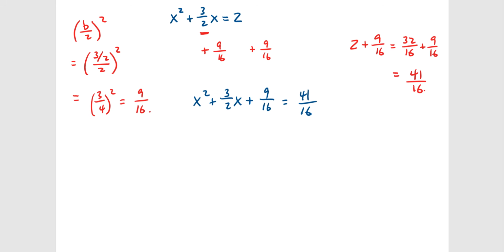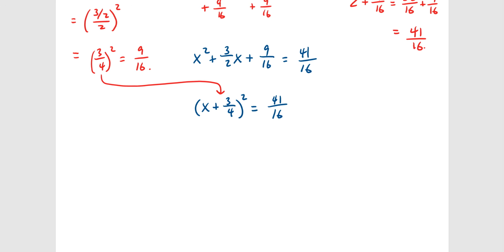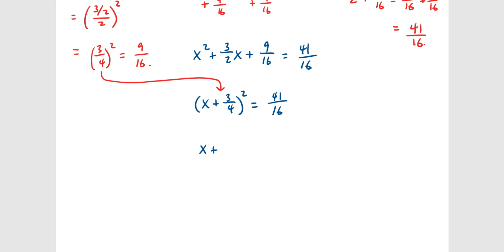And now we can go ahead and factor it on the left. It's obviously harder to factor it when we have fractions. This is when that shortcut's going to come in handy, and we know that this number is going to be plus 3 over 4 because that was our b over 2 value. So it's x plus 3/4 squared equals 41 over 16. And now we can go ahead and square root both sides. We get x plus 3/4 equals plus or minus the square root of 41 over 16.